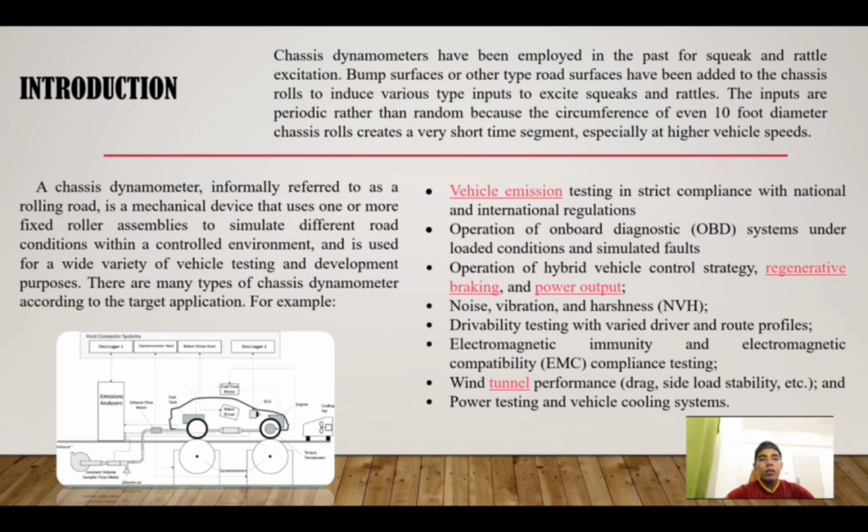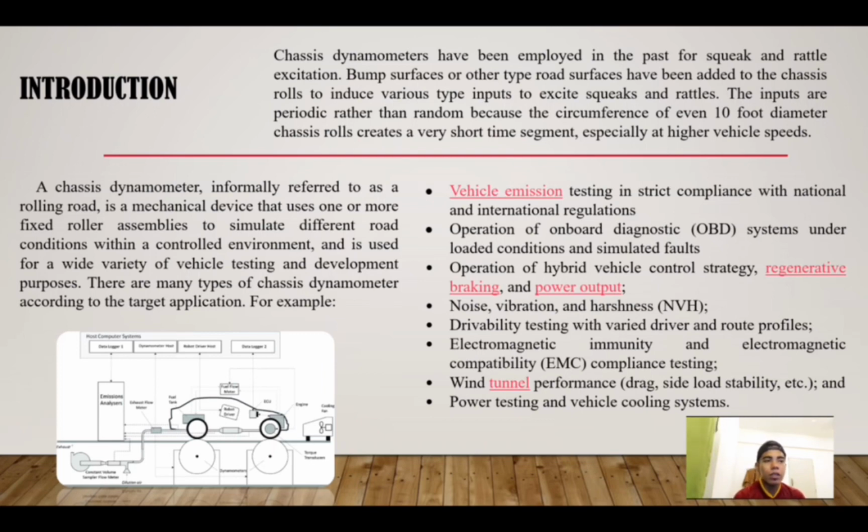A chassis dynamometer, informally referred to as a rolling road, is a mechanical device that uses one or more fixed rollers to simulate different road conditions within a controlled environment, and is used for a wide variety of vehicle testing and development purposes. There are many types of chassis dynamometer according to the target application.